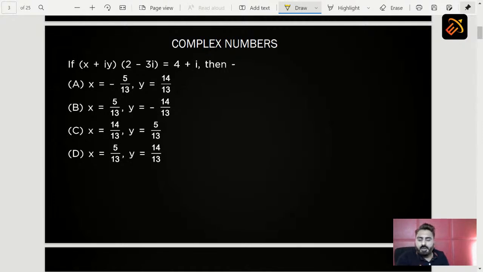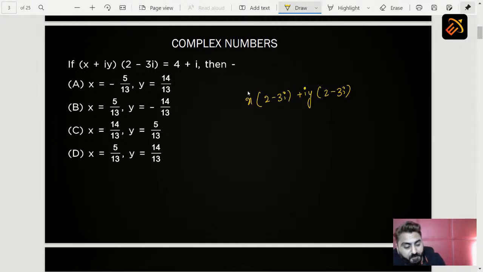तो स्टूडेंट्स ये कैसे सॉल्व करेंगे? तो सबसे पहले तो हमें क्या करना है? So first of all, we will solve the left hand side part. ये (x + iy) को हम लिख सकते हैं x(2 − 3i) + iy(2 − 3i). हमने यहाँ पे algebra of complex numbers यूज किया, which is equal to 4 + i. Then multiply, तो यहाँ पे मिलेगा 2x − 3xi + 2yi − 3yi² = 4 + i.